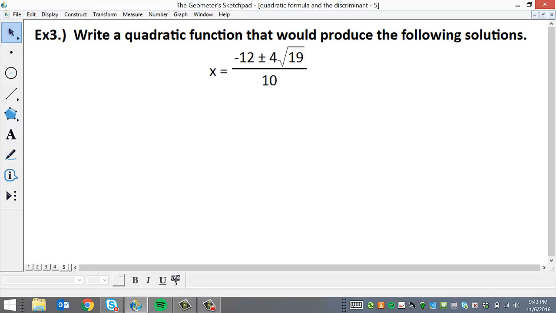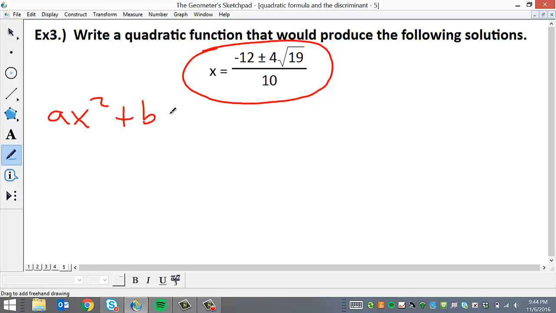Example 3 is: write a quadratic function that would produce the following solutions. What we're doing here is I'm giving you the solutions that you would get after using the quadratic formula, and I'm asking you to work backwards to write a quadratic function. The directions should say in standard form, but I'll add that in: in standard form that would produce these solutions. So you're essentially trying to pull an A value, a B value, and a C value out of the solutions that you see here.